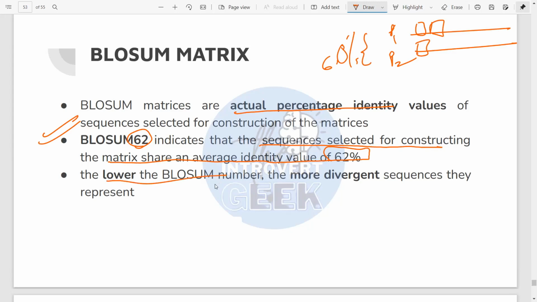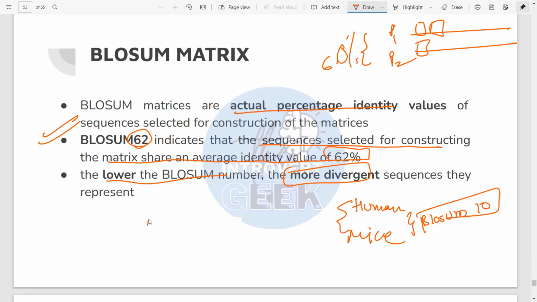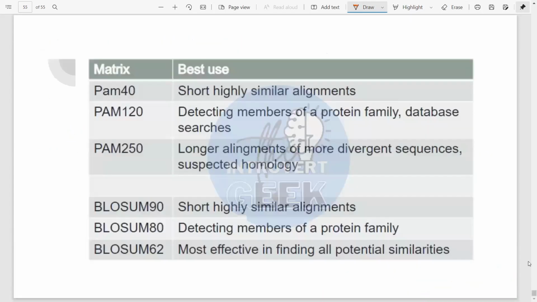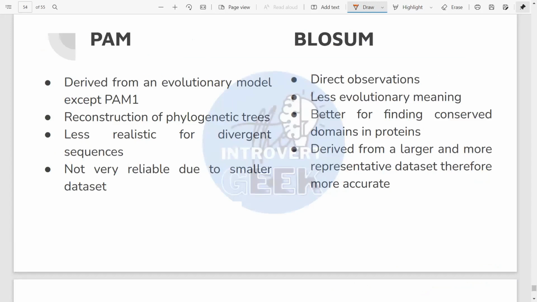So when you use a lower BLOSUM number, it means the sequence is more divergent, common sense. If you use sequences from human and mice, you will use a BLOSUM of lower value, right? Say BLOSUM 10, because these two sequences are very, very divergent. However, if you are checking between human and a close relative, say a gorilla, then you may use a BLOSUM of say BLOSUM 60 or higher, because these sequences are more similar, having greater identity. So if you want to check divergent proteins, use a BLOSUM matrix of lower number, whereas for similar sequences, you use a higher number.